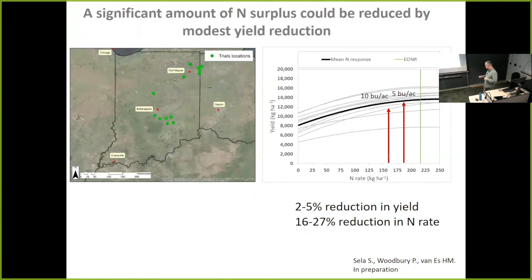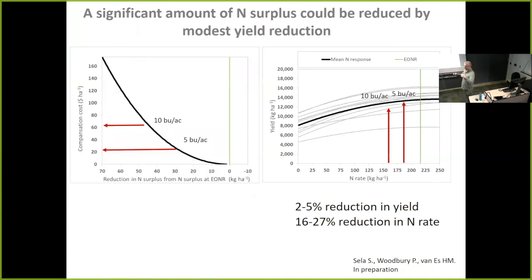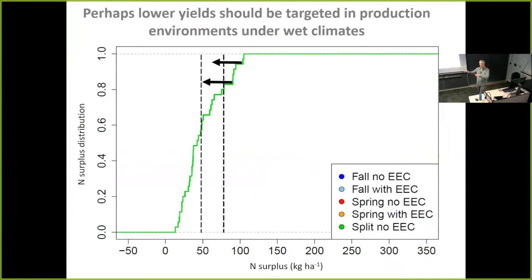And this is something we are now exploring: this can be translated into reduction in N surplus. So the 5 bushels reduction in yield is actually 30 kilograms per hectare reduction in N losses. And the farmers, of course, will need to be compensated for that. They're making less profit. But the compensation would be about $20 per hectare. If you reduce 10 bushels, it's about 45 kilograms of N surplus reduction and about $60 compensation. And the idea is that you can now go into those locations where it's actually very prone to losses and maybe help shift the trials back into the region by not stressing the system so much and compensating the farmers for their profit loss.